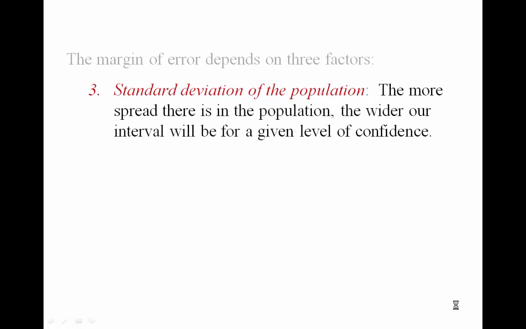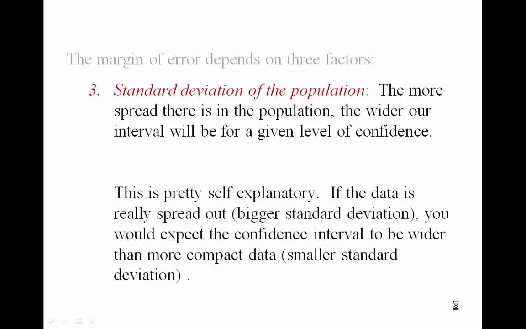Standard deviation of the population. The more spread there is in the population, the wider our interval will be for a given level of confidence. This is pretty self-explanatory. If the data is really spread out, we'll have a bigger standard deviation, and you would expect the confidence interval to be wider than more compact data, which would have a smaller standard deviation.